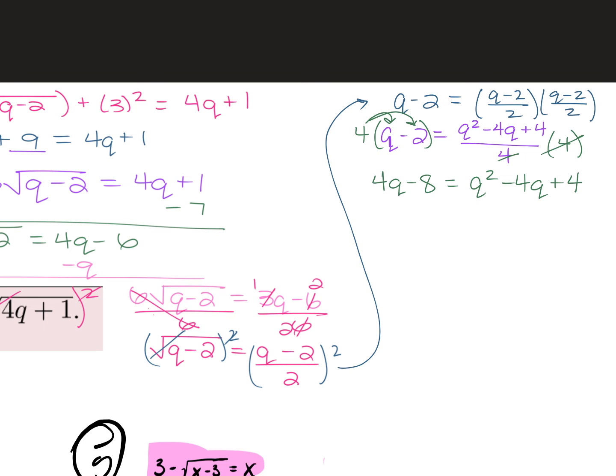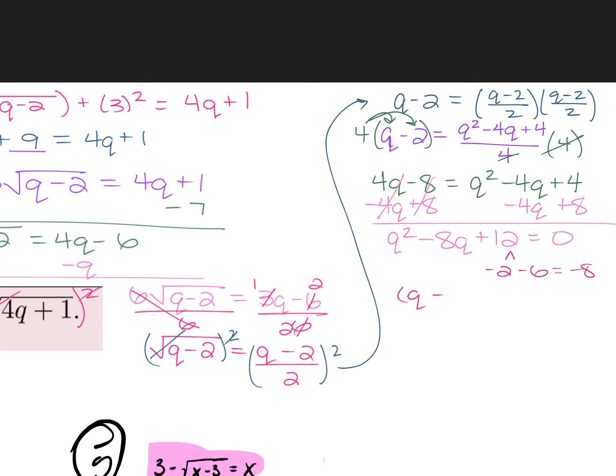You need to make sure that you get everything on the same side and solve for q. So to move that 4q over, we're going to subtract it from both sides. We're also going to add the 8 over. So that's going to give you q squared minus 8q plus 12 is equal to 0. You can factor this. Your factors of 12 that add up to be negative 8 are negative 2 and negative 6. So this is going to give you q minus 2 times q minus 6 is equal to 0.